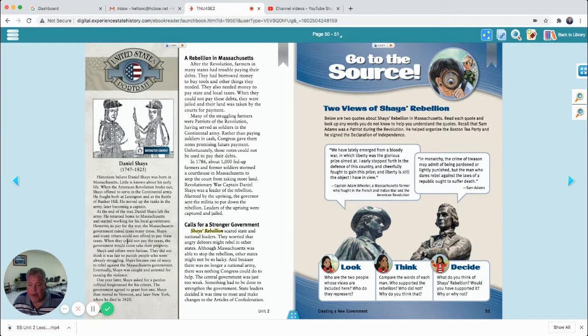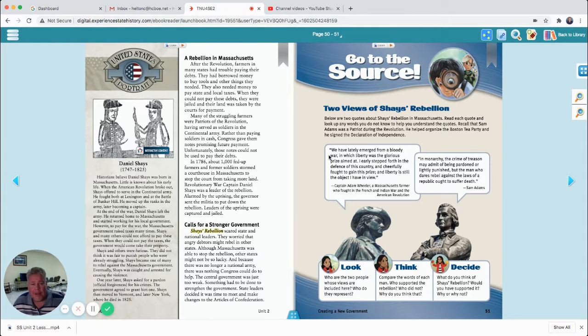Shays became one of the many to rebel against the Massachusetts government. Eventually, Shays was caught and arrested for causing the violence. One year later, Shays asked for a pardon, official forgiveness for his crimes. The government agreed to grant him one. Shays then moved to Vermont and later New York, where he died in 1825. So, just another example of how the government is not working out to help people.